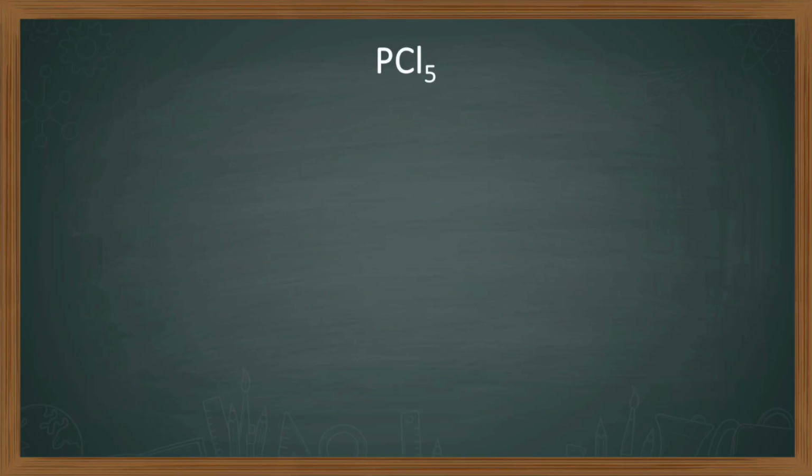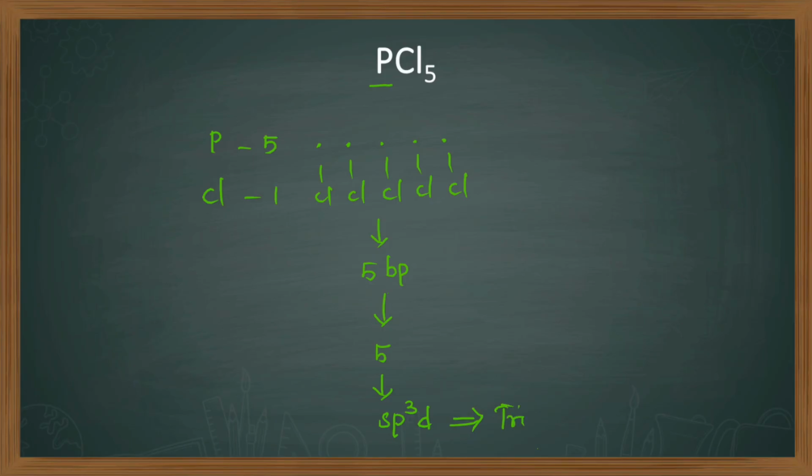Moving on to the next molecule, phosphorus pentachloride. Here phosphorus is the central atom. Its valence electrons are 5, so draw 5 dots. Chlorine valency is 1. So 5 bond pairs. There is no lone pair here. Steric number 5, and this leads to sp3d hybridization, and this will be trigonal bipyramidal.